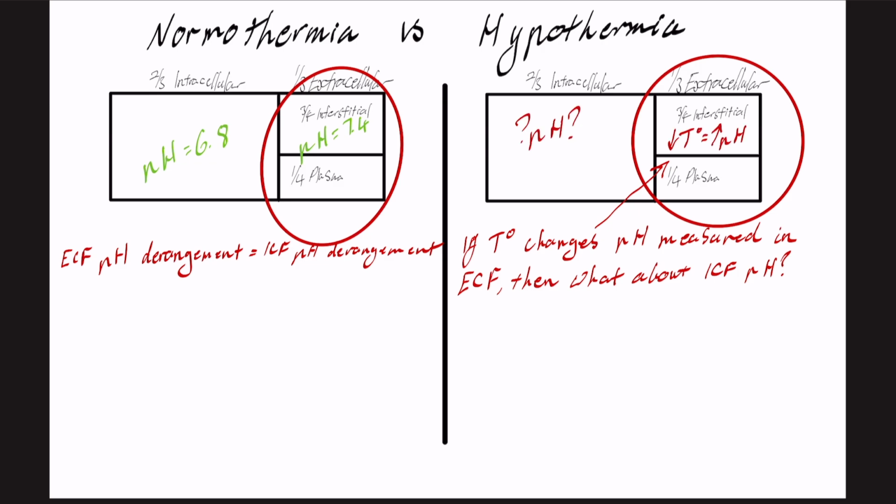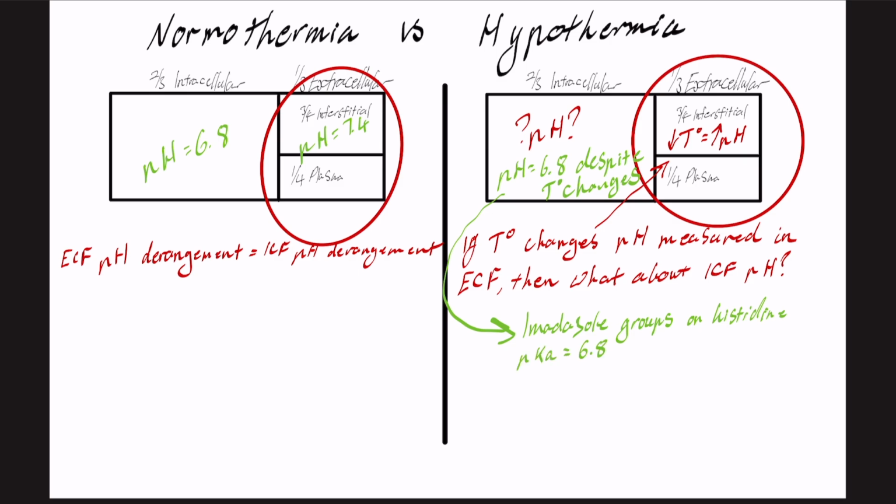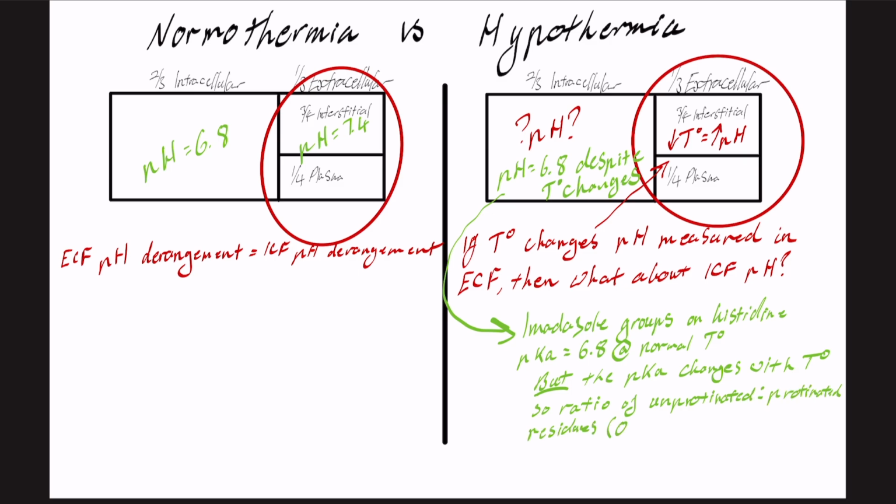So when scientists measured intracellular pH at different temperatures, they actually found that the pH remained constant at about 6.8. And what they found is that the imidazole groups on histidine have a pKa of about 6.8 at normal temperature, but as temperature decreases and increases, the pKa increases and decreases also, meaning that the ratio of unprotonated to protonated residues, which is 0.55 for these imidazole groups, remains the same throughout temperatures within reason.